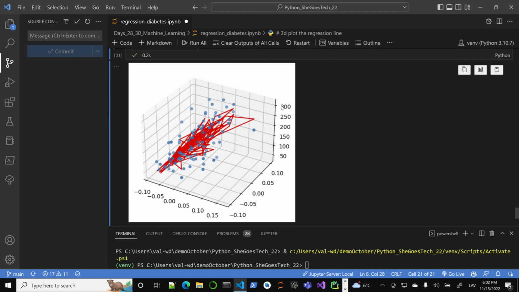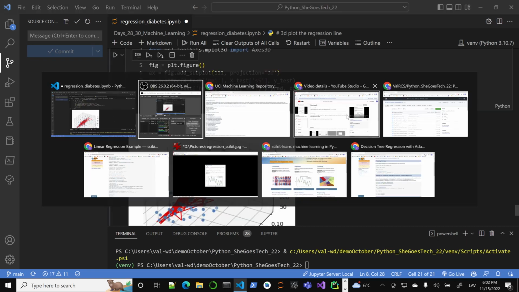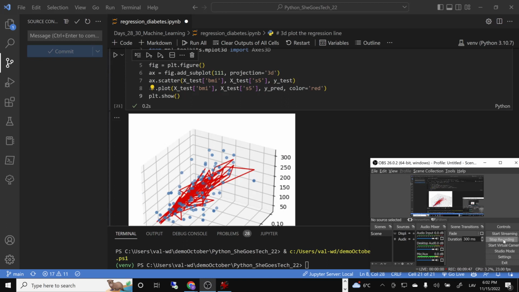So you can see a nice plane. Maybe we need to play around with it, but you see the idea, right? It's a planar projection, basically, in three dimensions. All right, let's continue after the break in our live session.